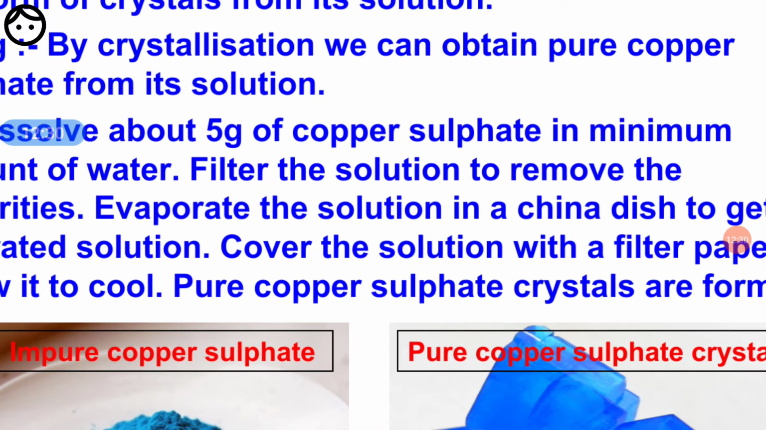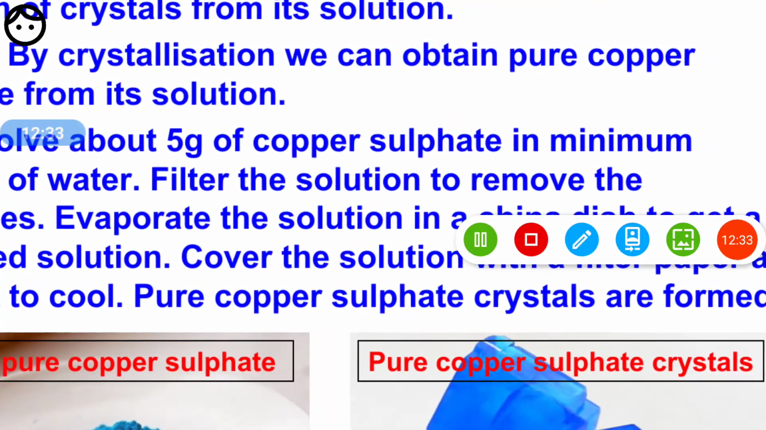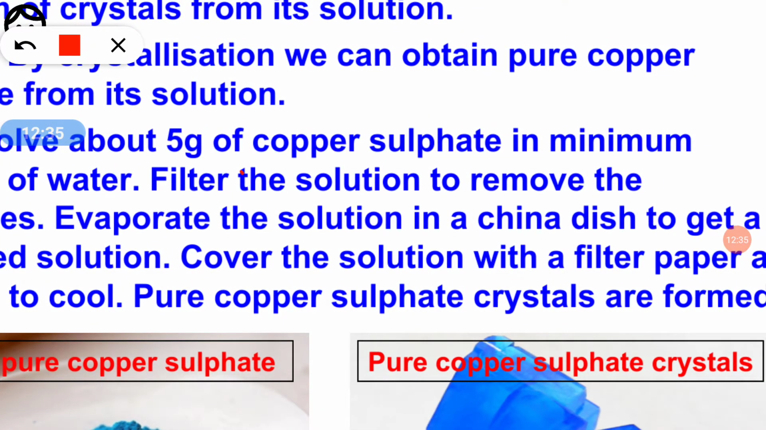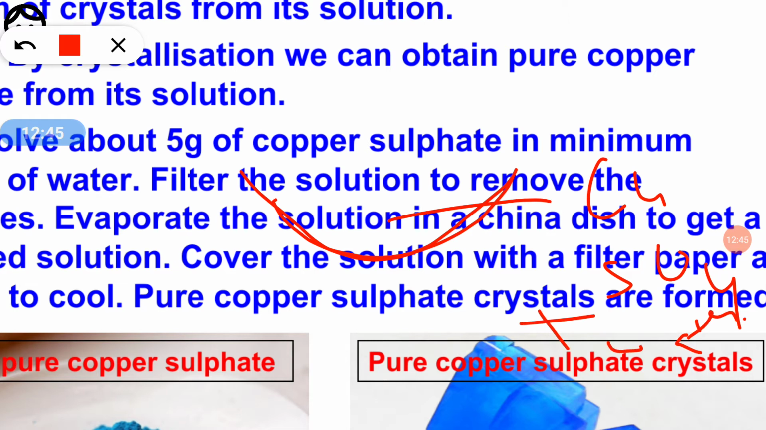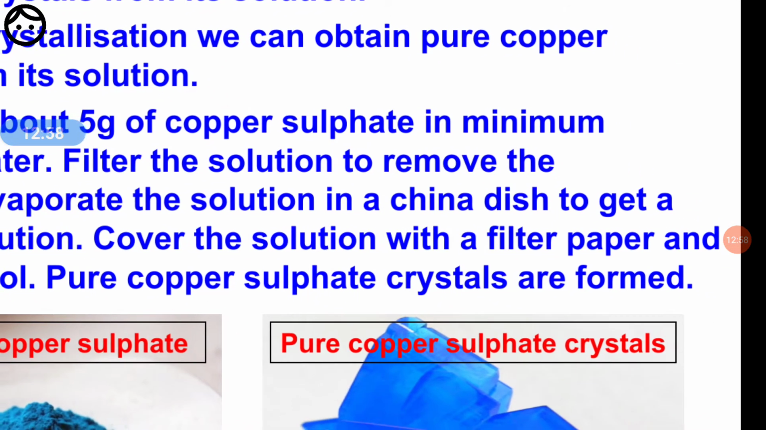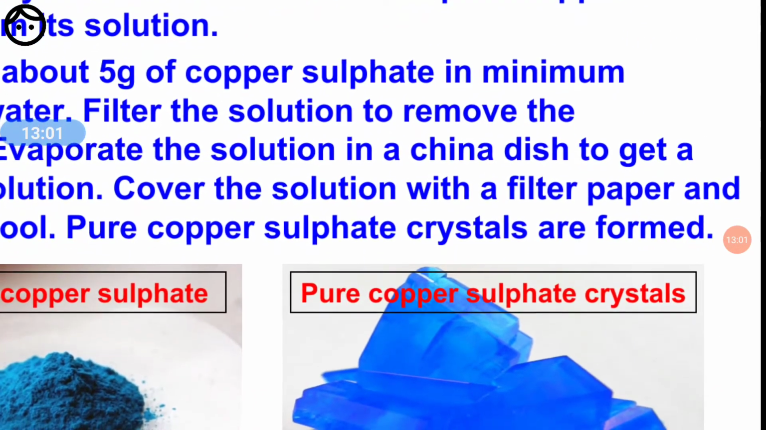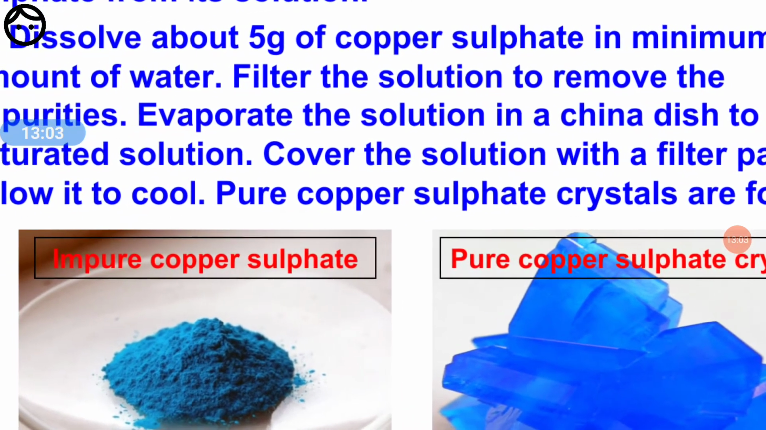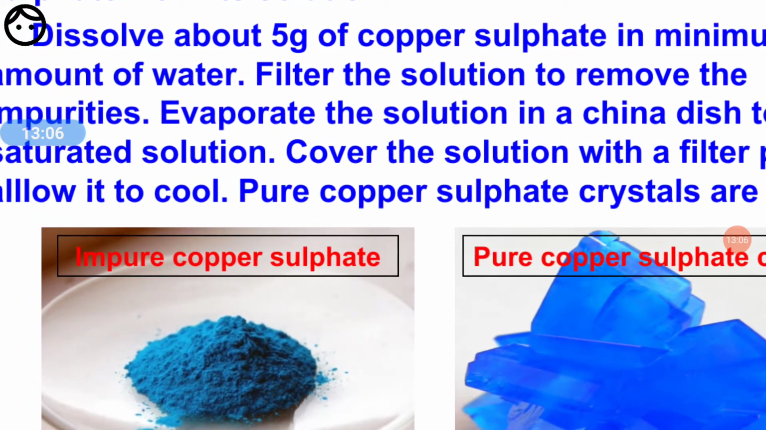After that you have to evaporate this mixture in the china dish. You might remember the china dish is an apparatus like this. You have to keep the mixture of CuSO4, that is copper sulfate, plus water, here in the china dish, and then you heat it with the help of a Bunsen burner. After heating, cover the solution with the filter paper, and after covering, allow the solution to cool.